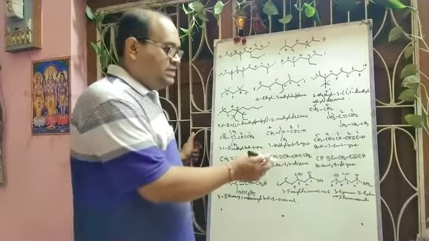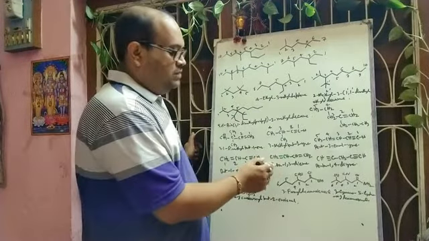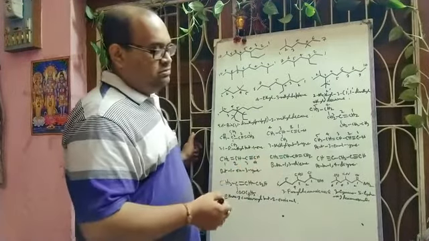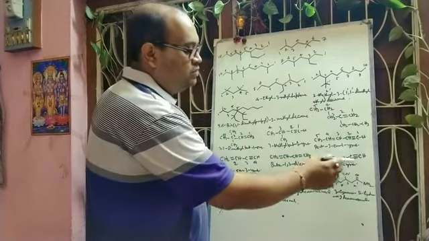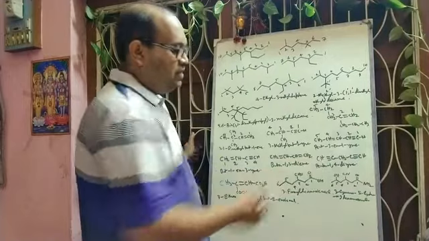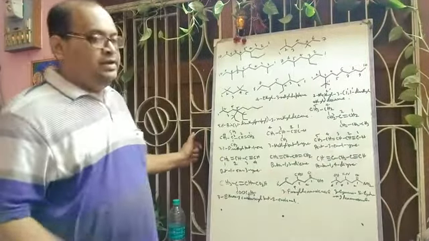Next, if there are two double bonds in a compound, buta-1,3-diene. Okay, if there are two double bonds in this compound, say 1, 2, 3, 4, 5, so penta-1,4-diene. Okay.